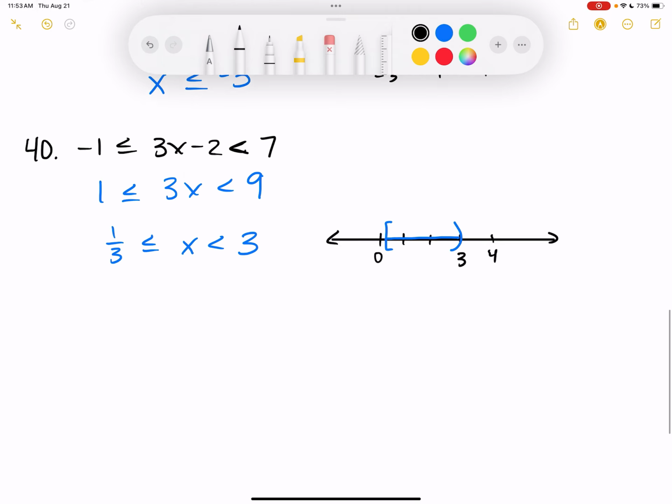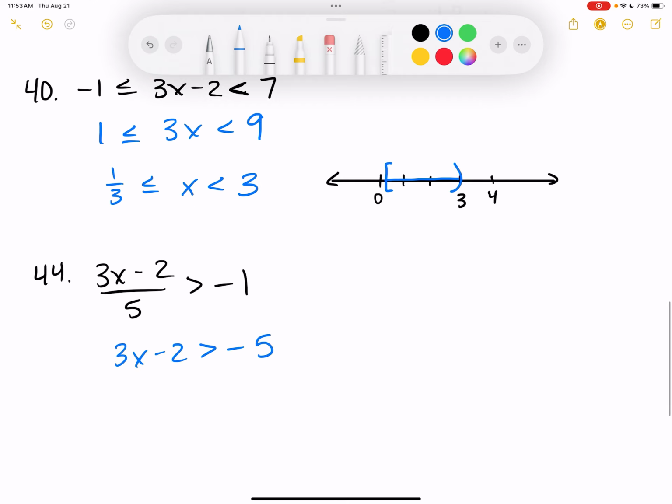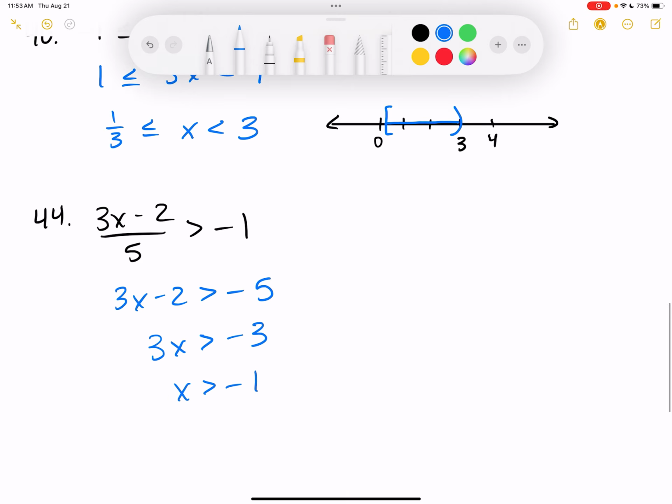Number 44: 3x minus 2 over 5 is greater than negative 1. So multiply by 5: 3x minus 2 is greater than negative 5. Add the 2: 3x is greater than negative 3. And then divide: x is greater than negative 1. So that one is still relatively simple.